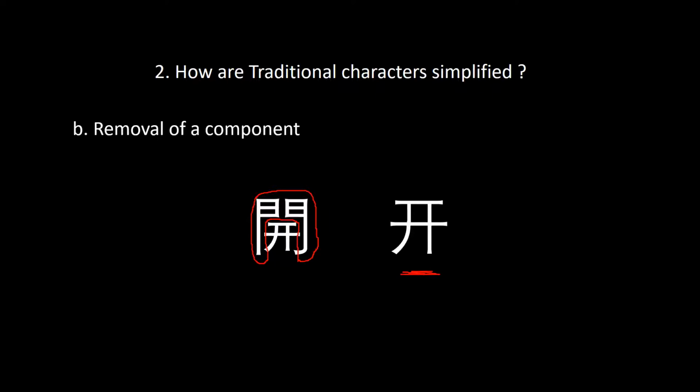Same thing, even though it looks different, if you see this character, you still know how to pronounce it. You will still know that it sounds something like Kai. So it should be 开门 or 开窗.